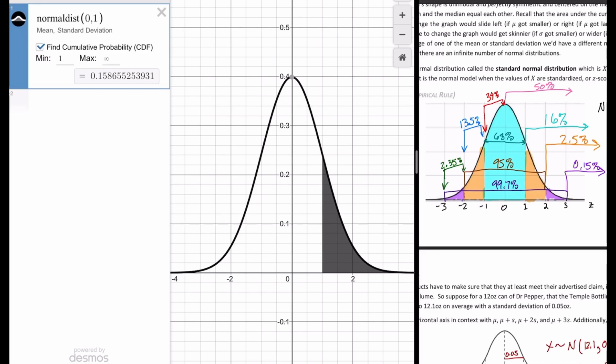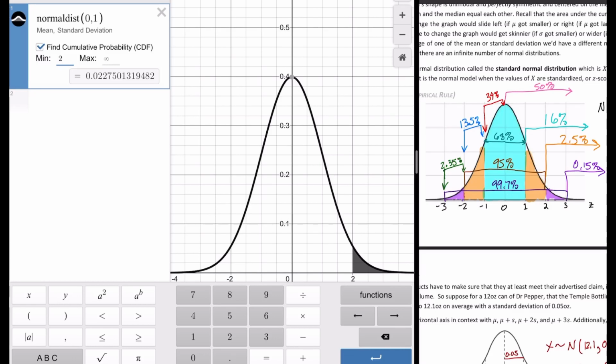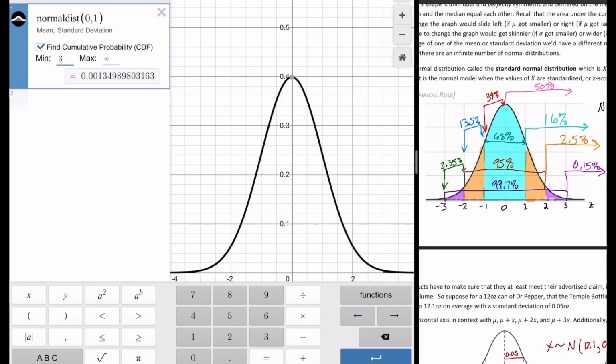2 to infinity should be about 2.5. Let's find out. Well, it's about 2.275. And 3 to infinity is about 0.15. And yep, it's about 0.135. So pretty close. We also found from 0 to infinity is 50%, and that is right on the money, because this is a perfectly symmetric distribution.